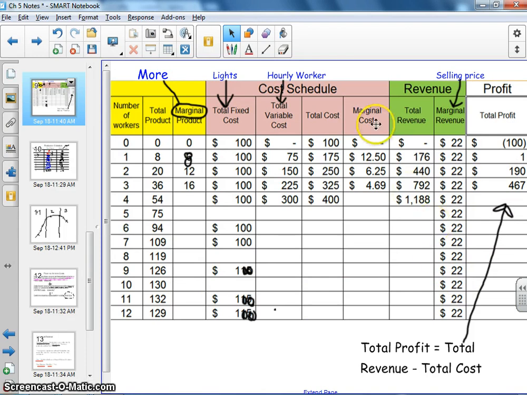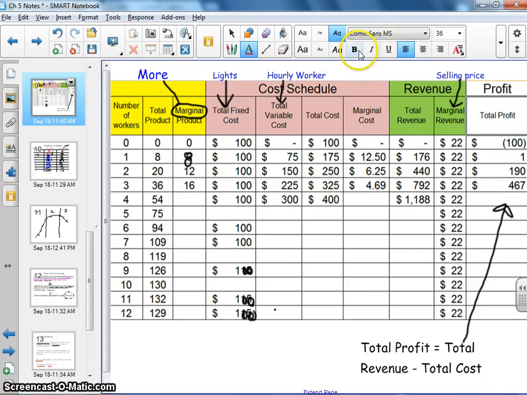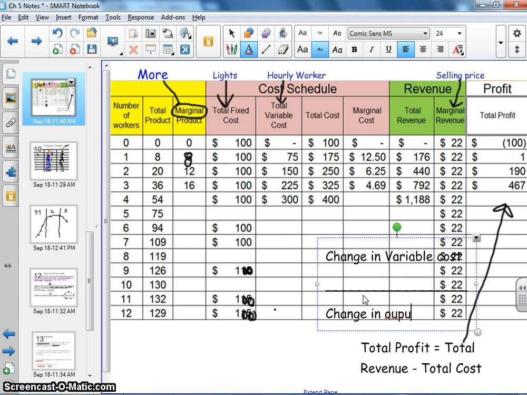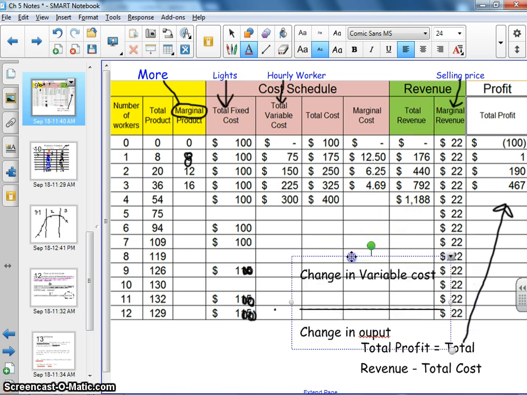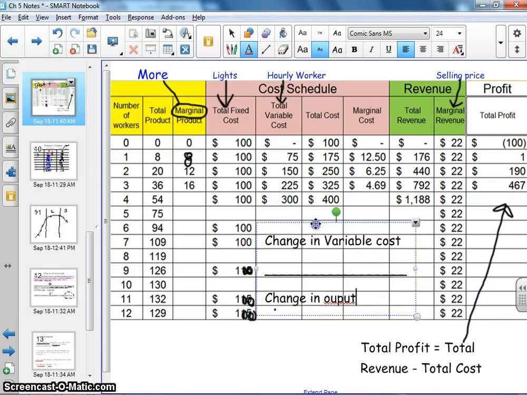When we talk about marginal cost, the idea is we're going to take our change in variable cost and divide that by our change in output. So if we look at that as an example, the change in variable cost is going to be the change in our total cost here, or our variable cost.